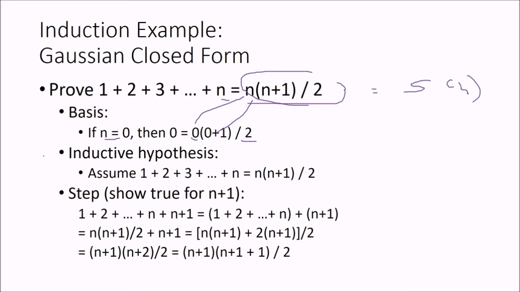Then we present a hypothesis. This is called the inductive hypothesis. And we assume 1 plus 2 plus up to n equals n times (n plus 1) by 2.